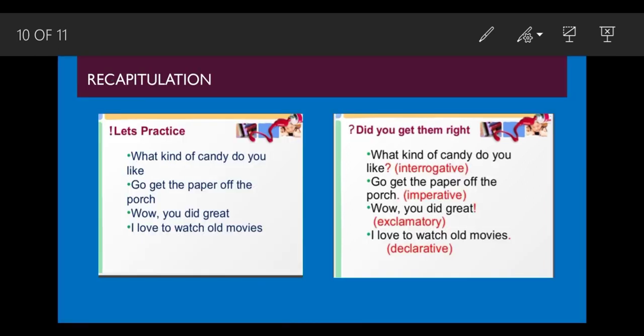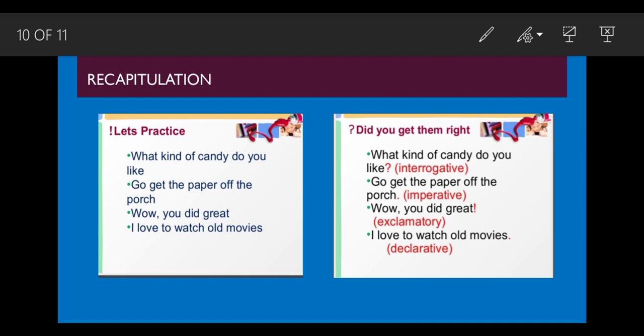Children, now let us try to recapitulate what we have learned till now. Let us practice a few more sentences. What kind of candy do you like? This again is an interrogative sentence as it asks a question. Go get the paper off the porch. Now this is an imperative sentence because it is an order.